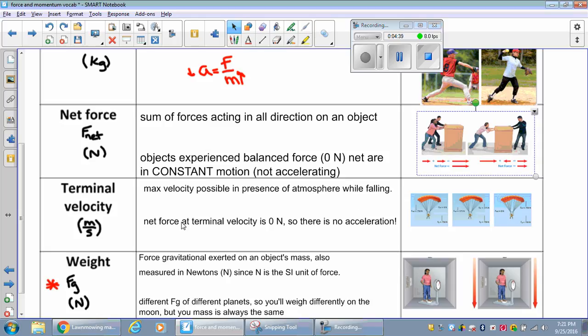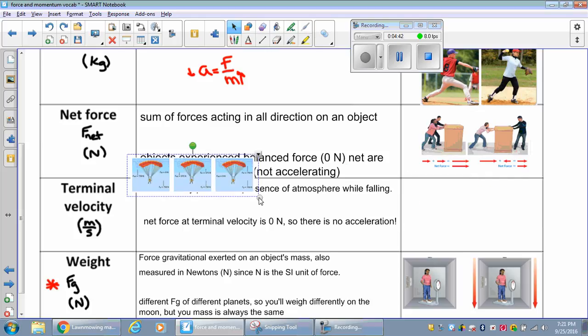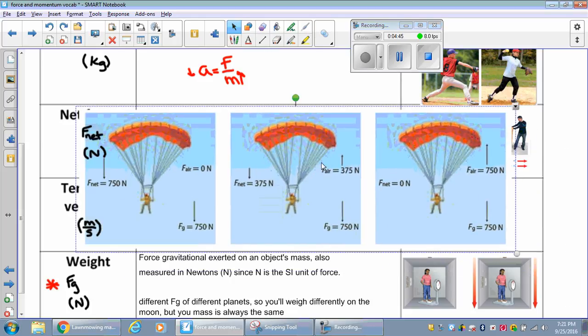So the net force at terminal velocity is 0 newtons, which means there's no acceleration. Look at this. If I'm a parachuter falling down at terminal velocity, that means the pull of force gravitational is equal to the force of drag, or air resistance, going up. That means my velocity would be constant. It doesn't mean I'm not moving, it just means I'm not accelerating anymore.